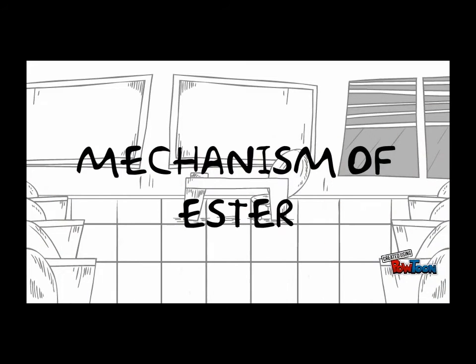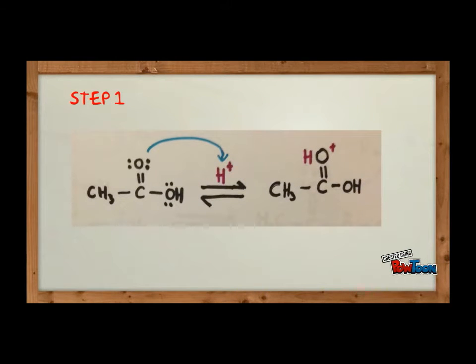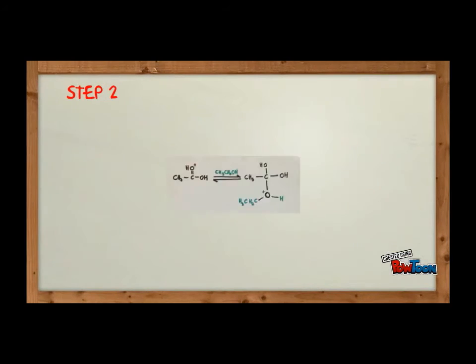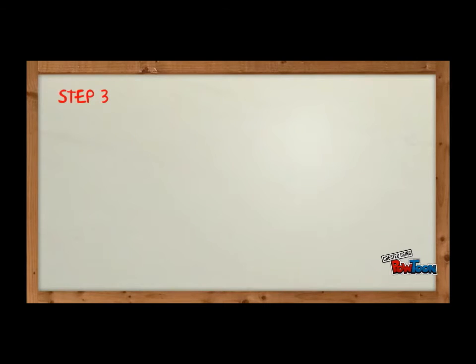Now let's have a look at the mechanism of ester. Step 1. Acid-base reaction. Protonation of the carbonyl makes it more electrophilic. Step 2. The oxygen atom in alcohol functions as the nucleophile. This nucleophile attacks the electrophilic carbon atom in the carbonyl, with the electrons moving toward the oxonium ion.